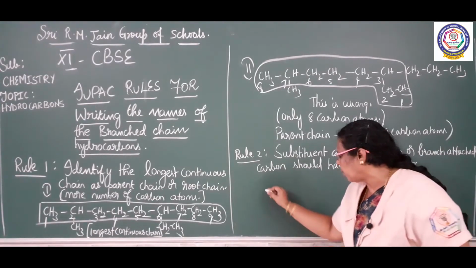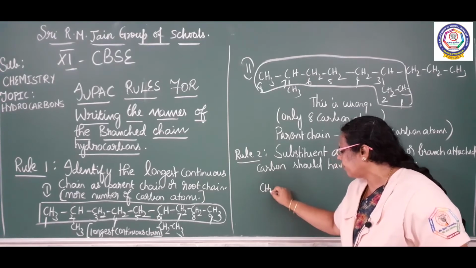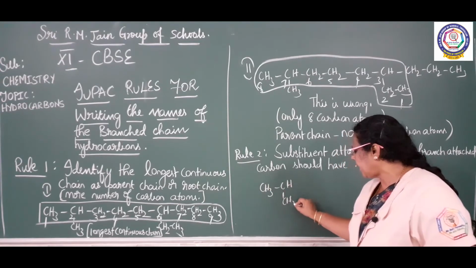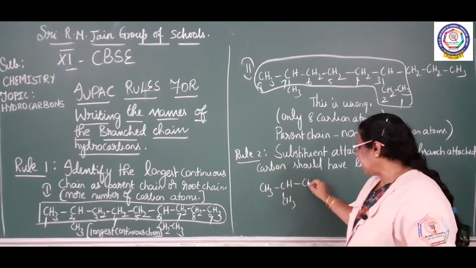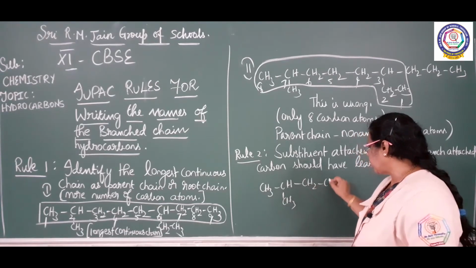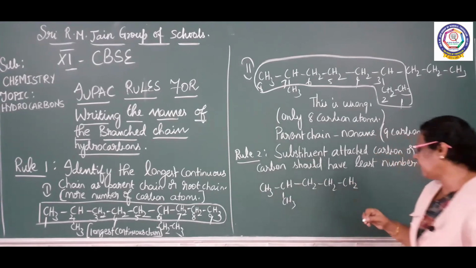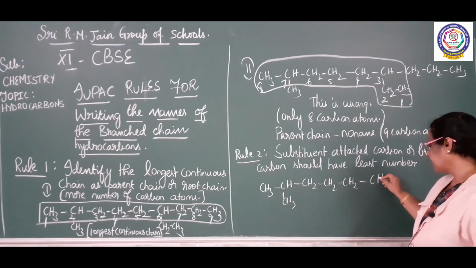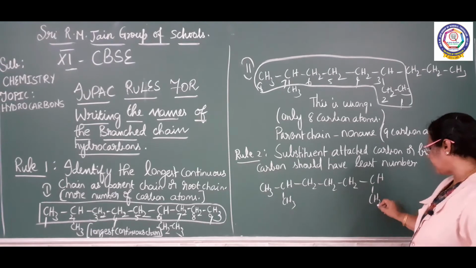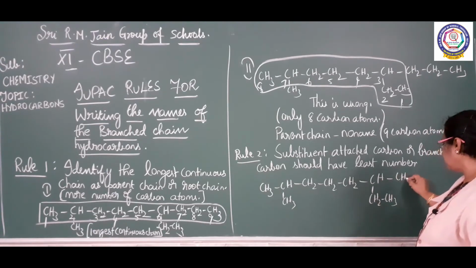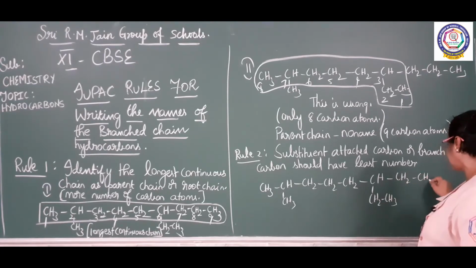Write the compound: CH3, CH, CH2, CH2, CH2, again CH, CH2, CH3, again CH2, CH2, CH3.